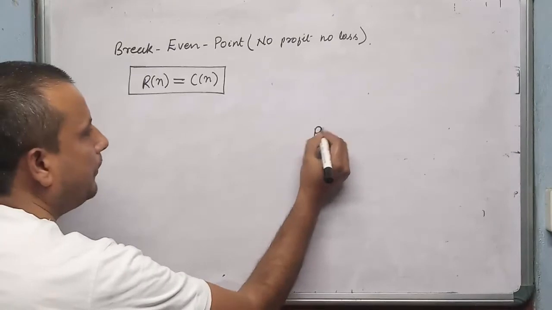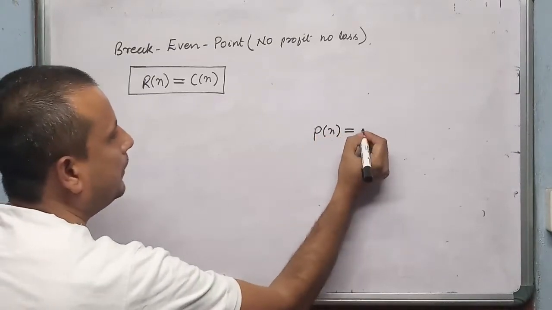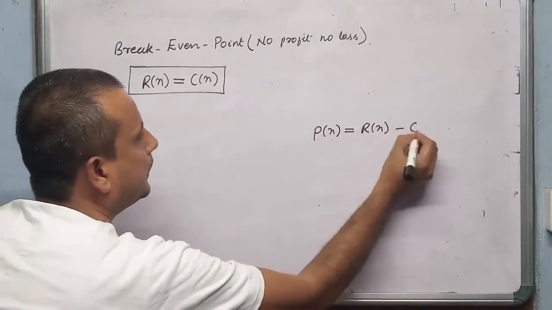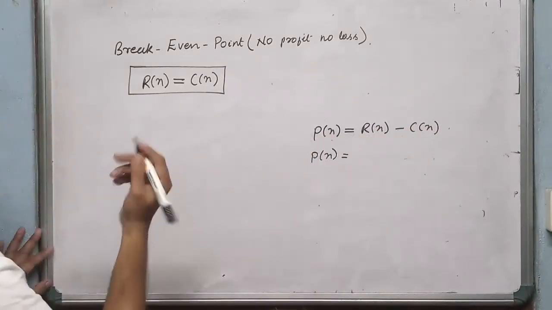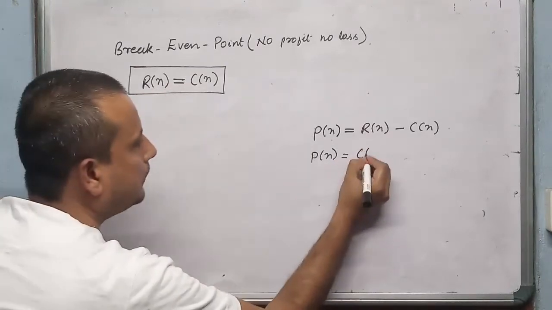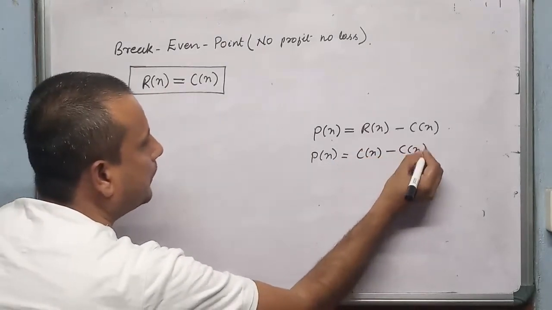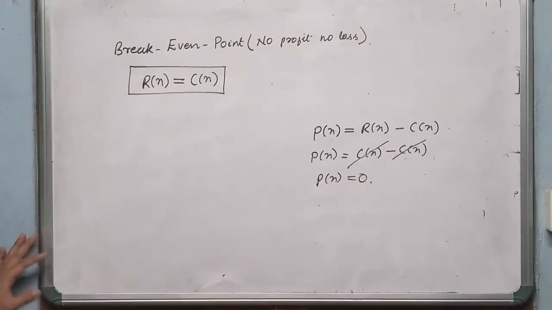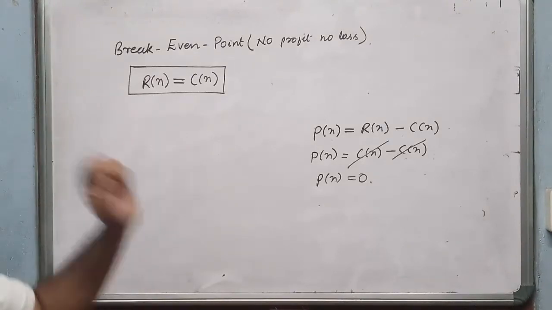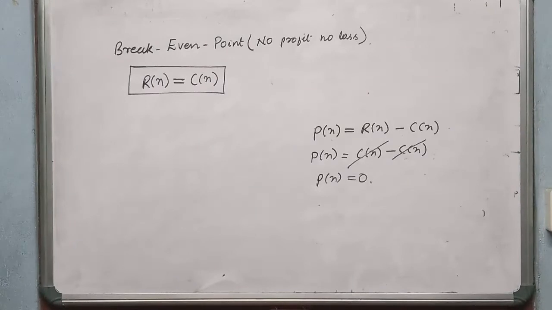Now say the profit function formula is Px equals Rx minus Cx. If Rx is equal to Cx, then Cx minus Cx cancel. Profit is 0. If there is 0 profit, there is no loss. Profit is 0 means loss is also 0. No profit, no loss means it's a break-even point, and this section is very important. The break-even point is important for your school examination as well as for ISC.